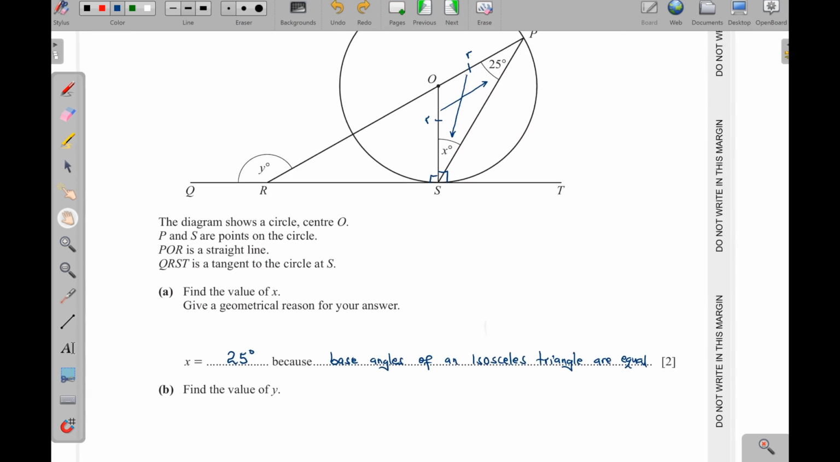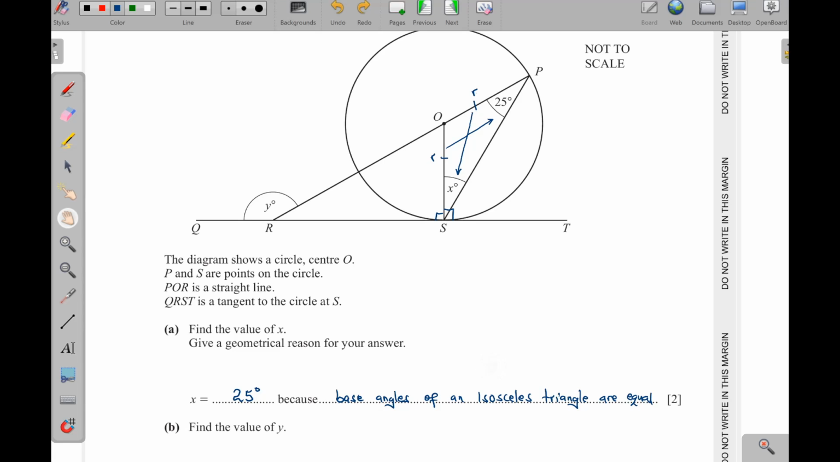Okay. Then part B, they want us to find the value of y. Now, to find the value of y, this is 25, this is 25. We need to find this angle here. Okay. The two interior opposite angles, when they are added, they give us the exterior angle. Okay. So we shall begin by finding this angle here.